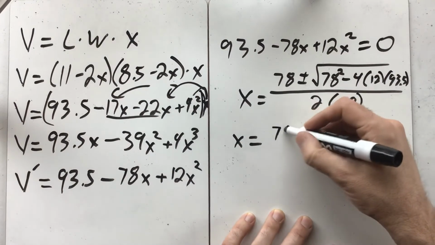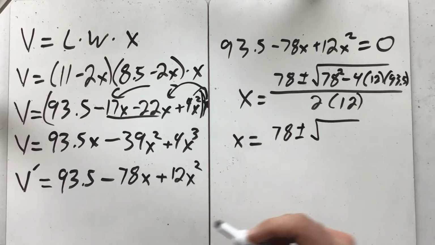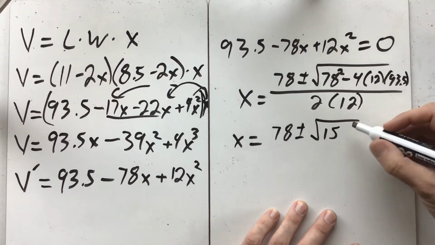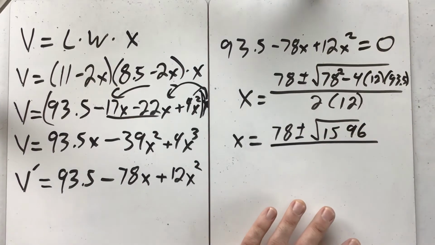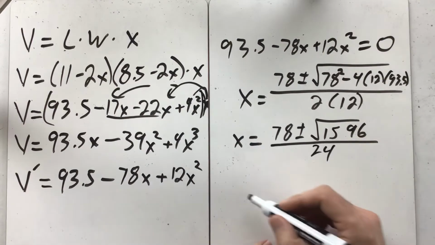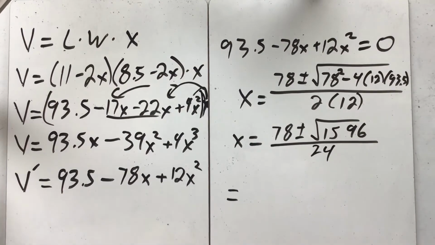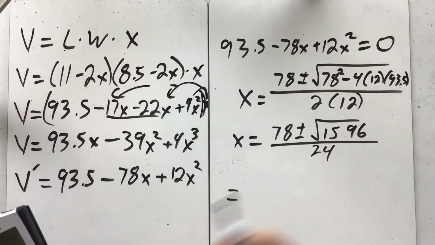But at any rate, I've got 78 plus or minus the square root of 1596, all divided by 24. And this is going to give me two answers. And this part right here is 39.94, almost 40.